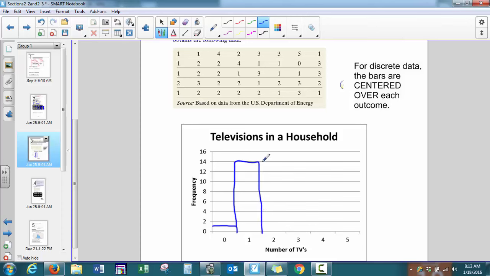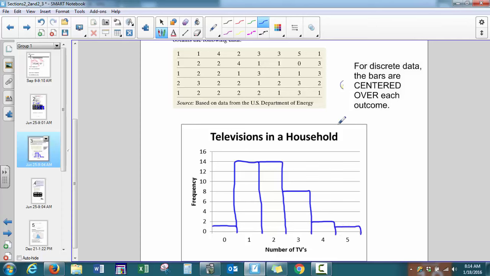How many had 2? 14 as well. How many households had 3 TVs? 8. How many households had 4 TVs? 2. How many households had 1 TV?